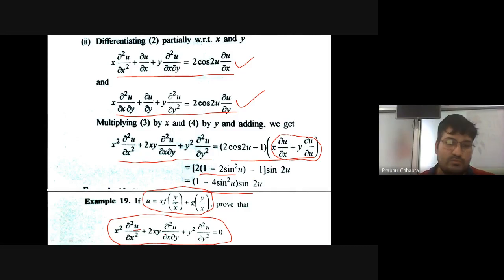So what will we do now? Because the given function u is not directly homogeneous, let's see. We separately assume the functions as v and w. Let x function of y upon x be v and g of y upon x be w. Then definitely the mother function will be u is equal to v plus w. The mother function u is equal to v plus w is not homogeneous, but individually v is a homogeneous function and w is a homogeneous function.